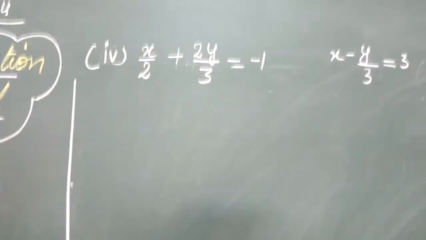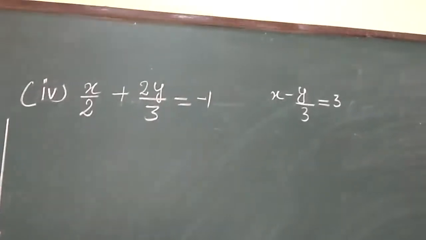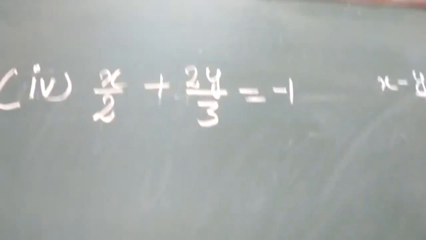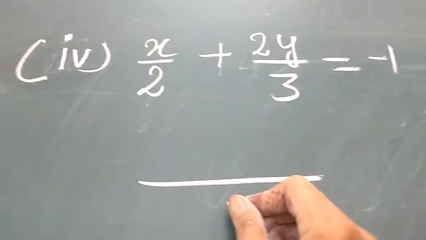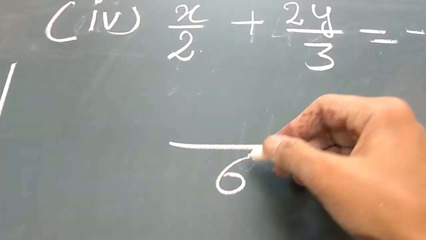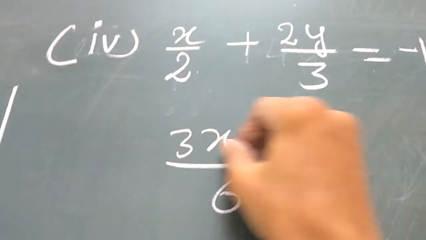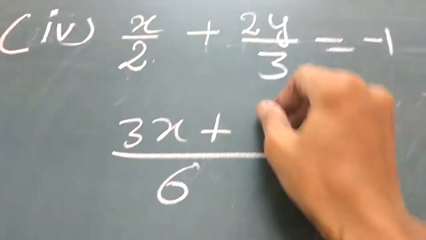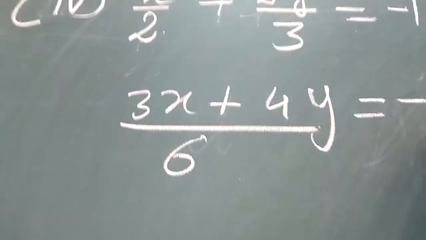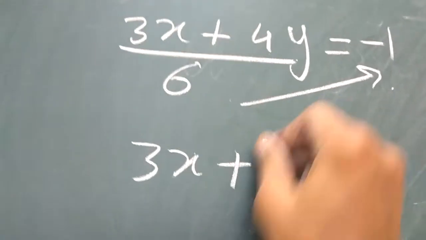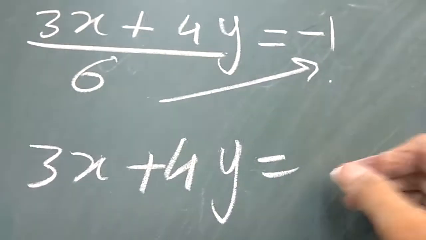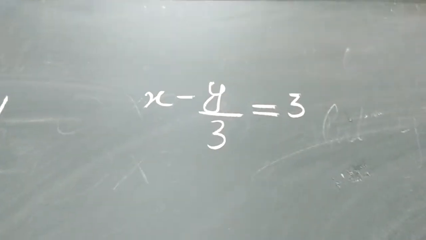Dear students, now in the fourth part, as you can see, the equations are given to us in fraction form. You know how we can remove it, by taking the LCM. 2 3s are 6, 3 1s are 3x, plus 3 2s are 6, 2 2s are 4y is equal to minus 1. Cross multiply, you will get the first equation as 3x plus 4y is equal to minus 6. This will be your first equation.